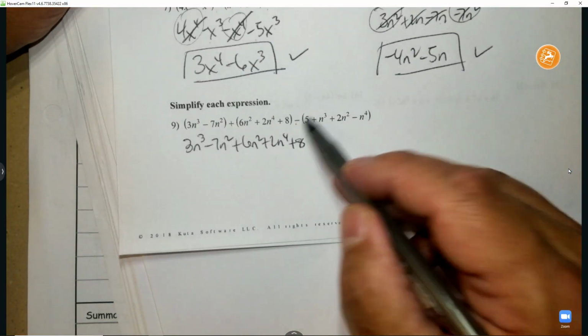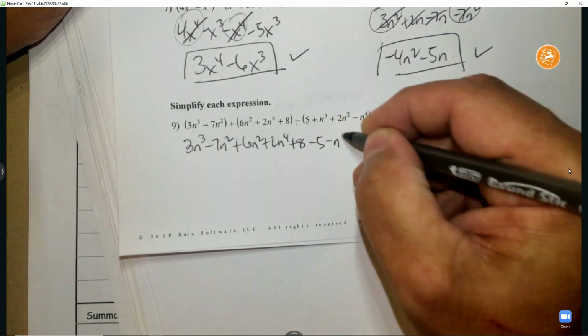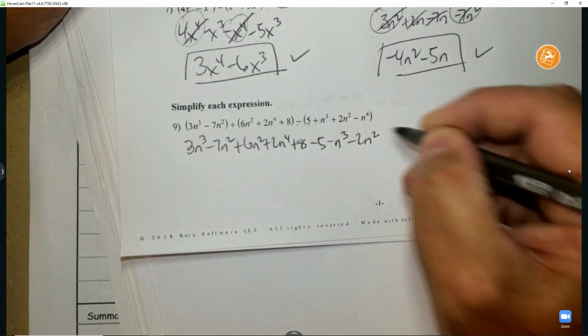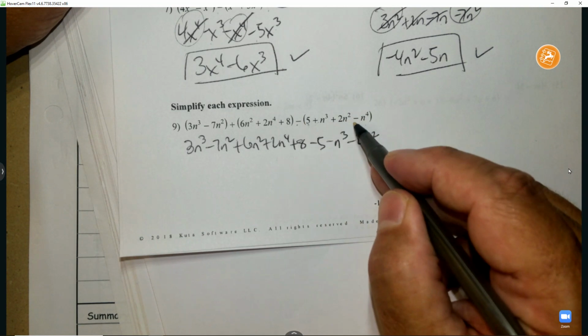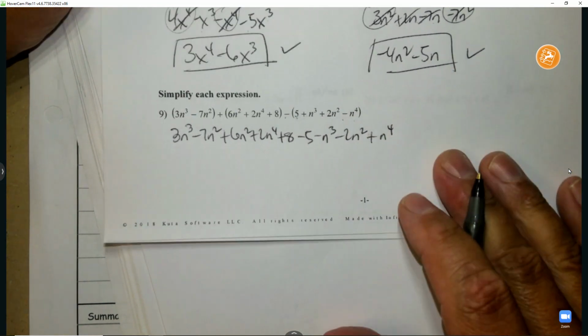But that minus belongs to all of them. So that makes it a minus 5, a minus n cubed, a minus 2n squared. Now be careful here. The negative and the negative makes that a plus n to the fourth. Now we're ready to combine like terms.